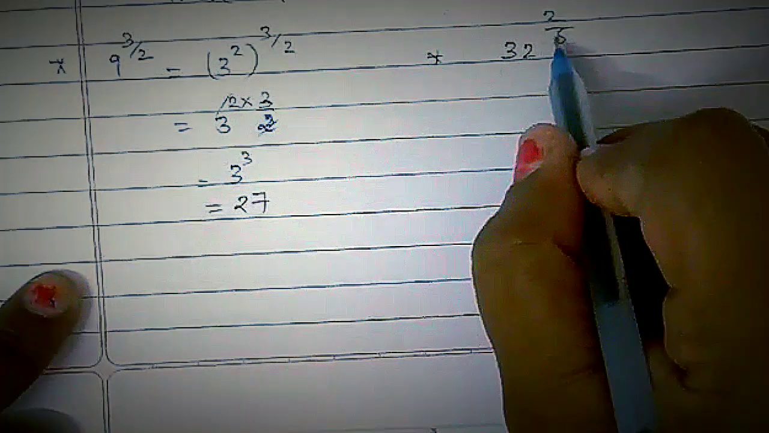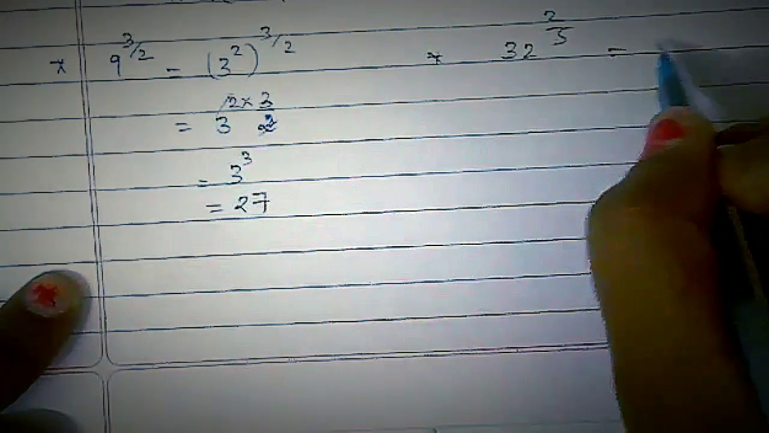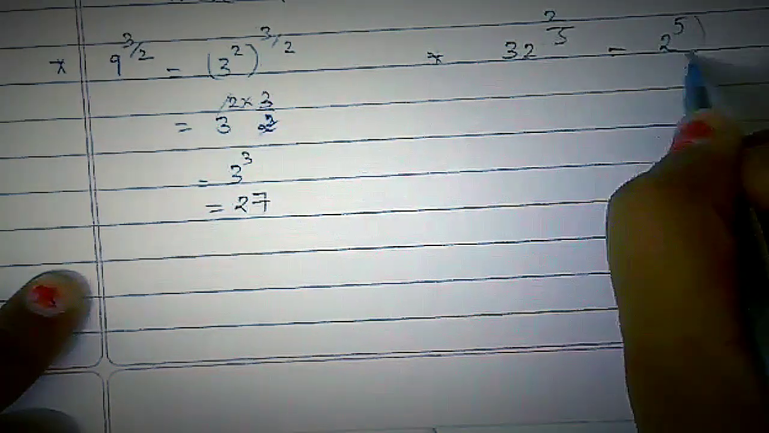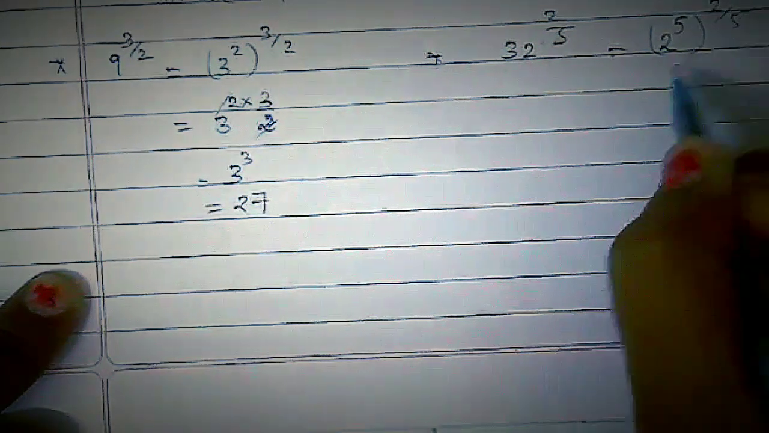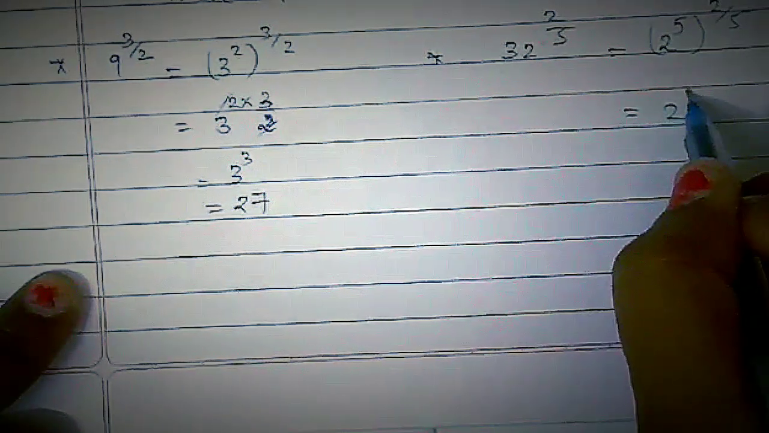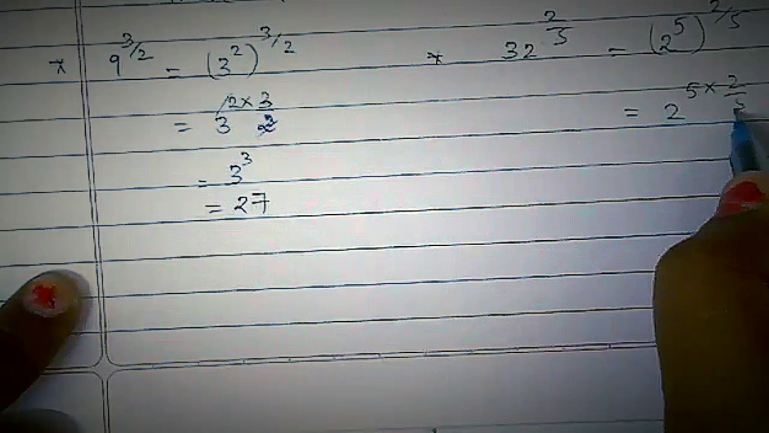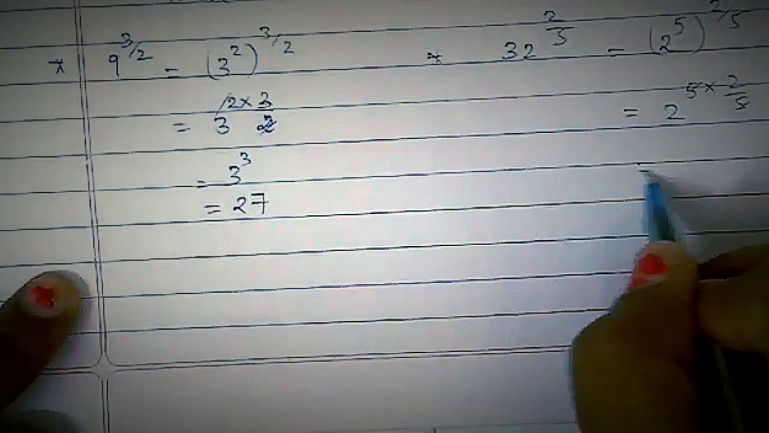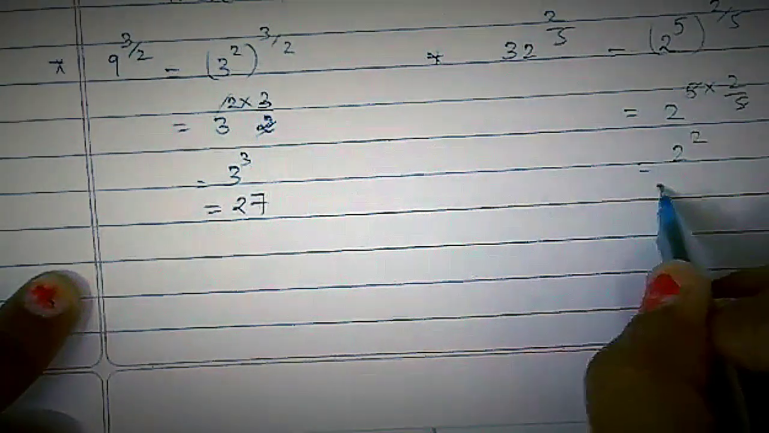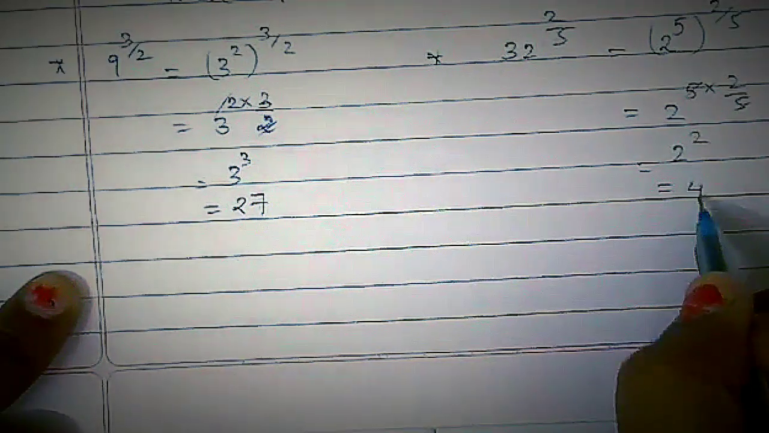Same with 32 raised to 2 upon 5. 32 is actually 2 raised to 5, the whole raised to 2 upon 5. So we can write 2 raised to 5 into 2 upon 5. 5 will be cancelled. So the final answer will be 2 raised to 2, which is equal to 4.